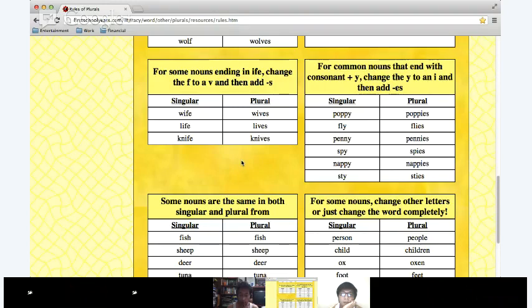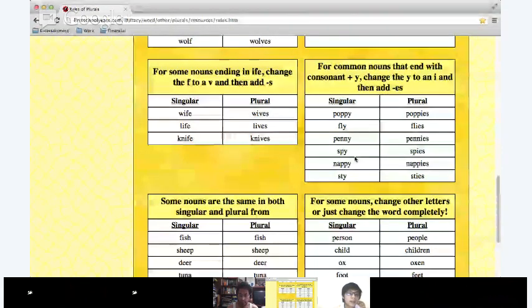Wife, wives. Life, lives. Knife, knives. Okay, so these words would be wives, with that Z sound at the end. Lives, knives. Good, yes, so that has that Z sound at the end. So those are words that end in F or FE.